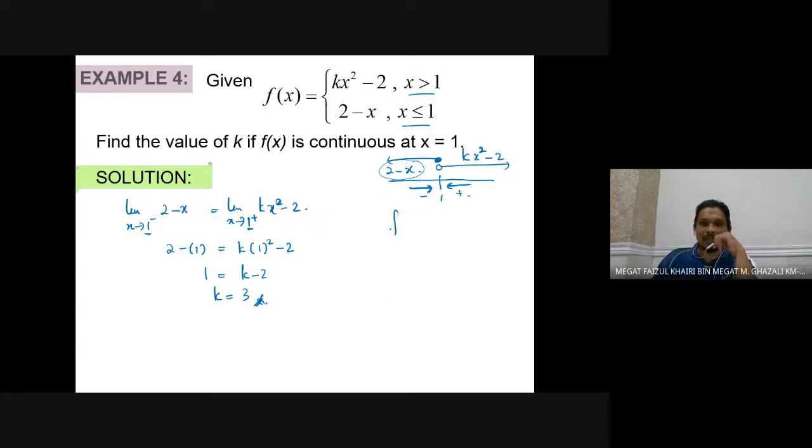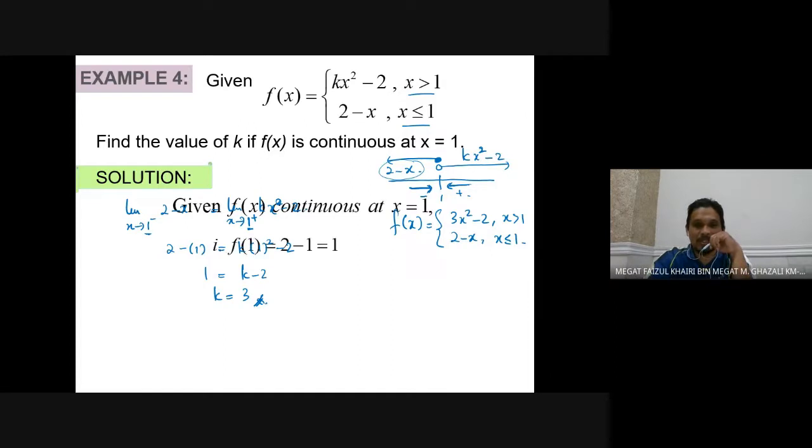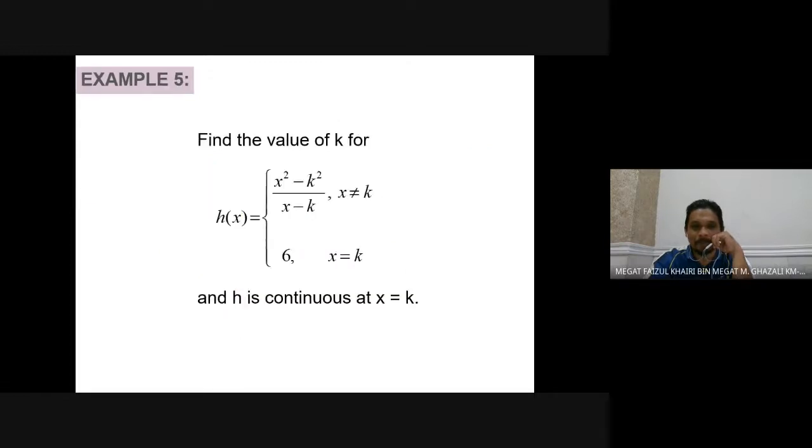So let's rewrite this function, which is 3x squared minus 2 for x greater than 1, and 2 minus x for x less than or equal to 1. Okay, as you see on the screen here now, f(1), so the limit as x approaches 1 here. So k equal to 3. Find the value of k for this one here now.